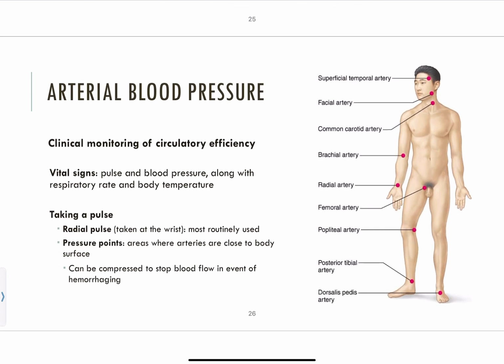In terms of checking your circulatory health, we use vital signs. These include pulse, blood pressure, respiratory rate, and body temperature. When we take a pulse, we usually use the radial artery at the wrist, but there are other pressure points where arteries are close to the surface, places where you can press to either stop or slow down the blood flow, like in the event of bleeding.